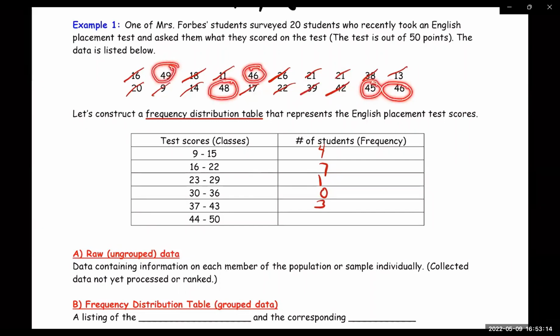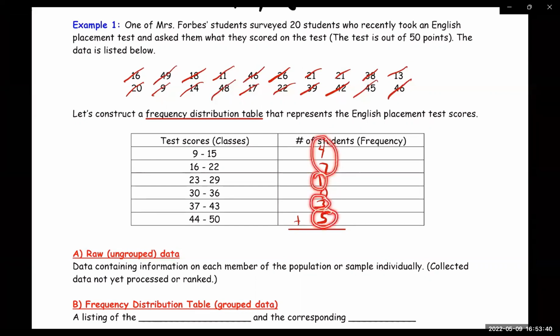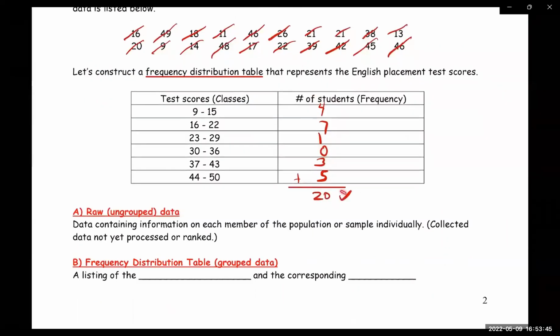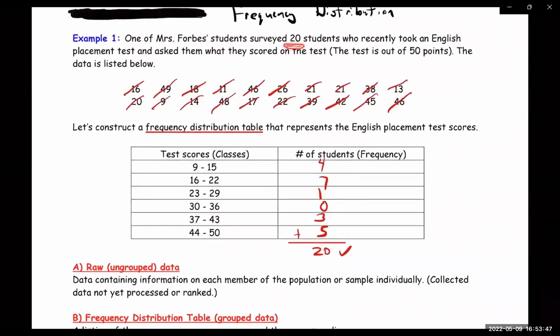I think that's 5, right? Yeah, I'm counting 5. 1, 2, 3, 4, 5. All right, so we've gone through every single one, and these should add up to 20 because there's 20 people that were surveyed. Let's just make sure. That's 11, 12, 13, 14, 15, 20. Yeah. That's always a good idea to check just to make sure that you got everybody.